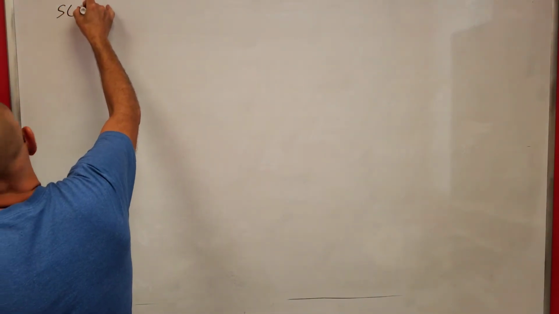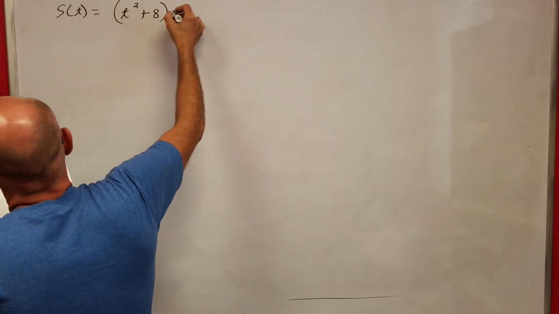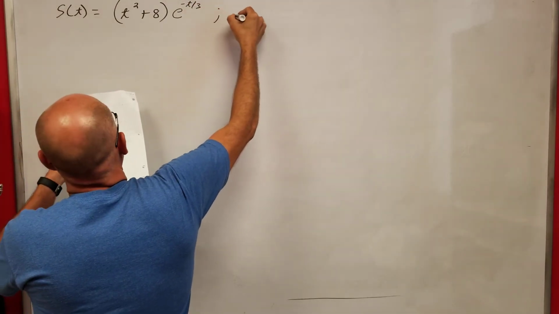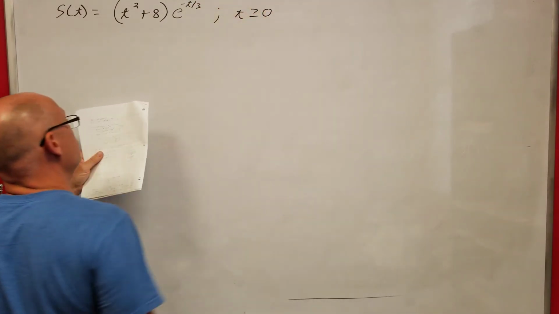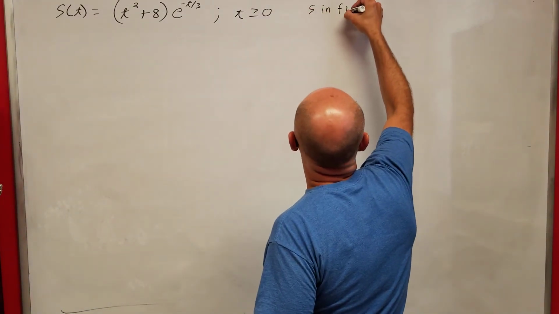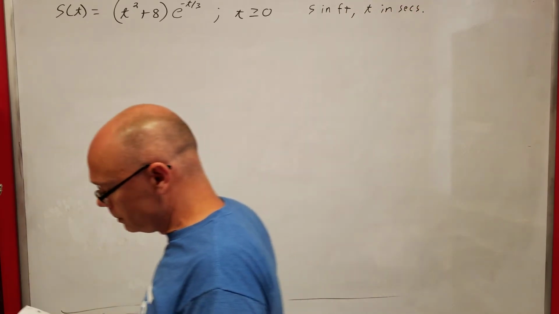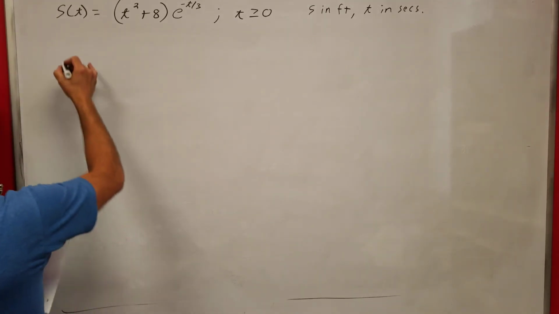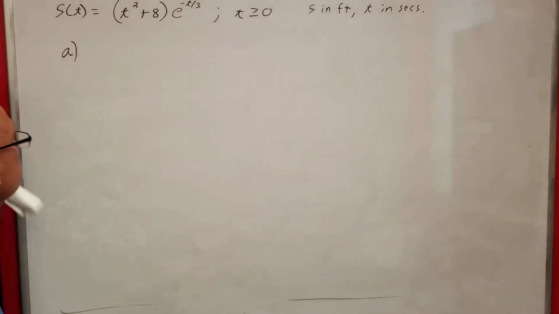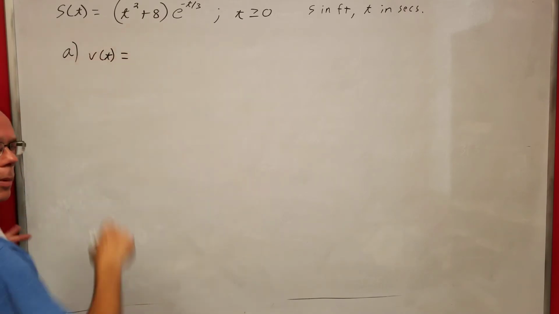We have S of t equals t squared plus 8 times e to the negative t over 3, where t is greater than or equal to 0, S is in feet, and t is in seconds. Part A says find the velocity and acceleration functions. All right, so I know my velocity function is the first derivative of a position function, right?